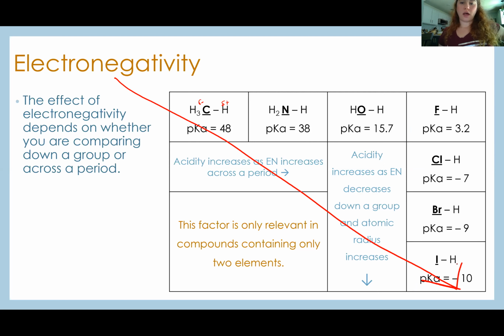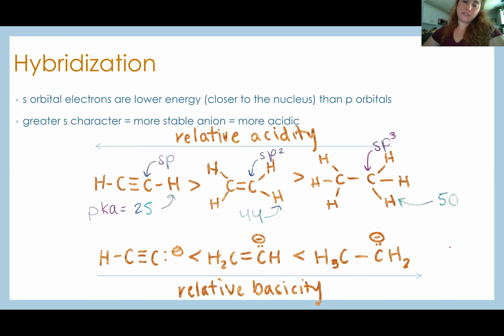Okay. And again, this only applies for these situations. So only when you're talking about methane, ammonia, water, hydrofluoric acid, hydrochloric, hydrobromic, hydroiodic. That's how we explain these trends. But then when you get to larger compounds, you have to think about other factors. So hybridization of, I forgot to animate this slide. So there's a lot of information all at once.